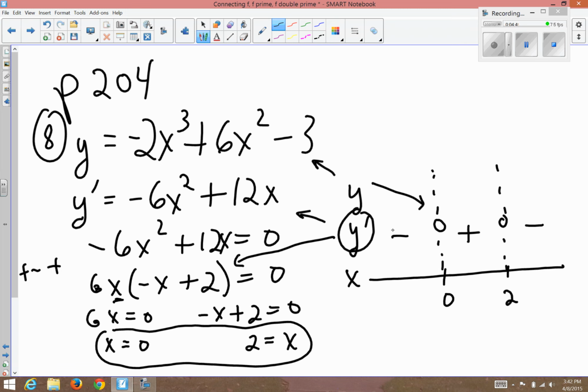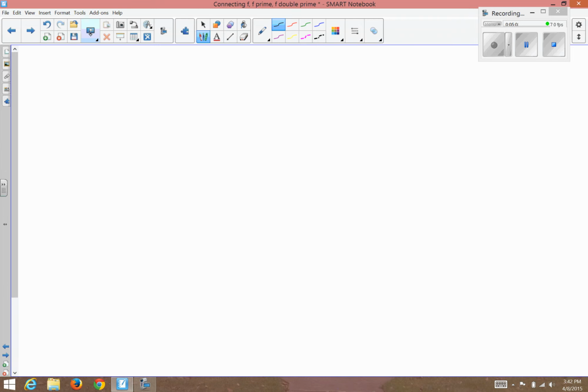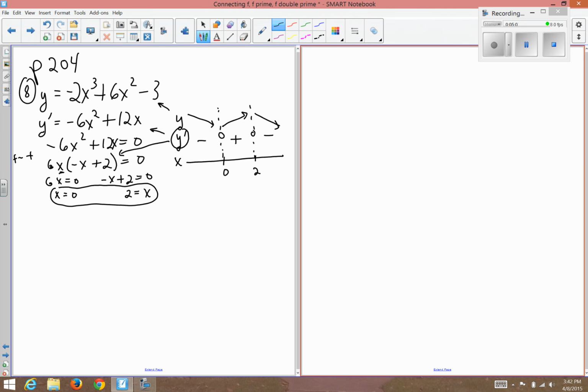When y prime is negative, y is decreasing. When y prime is positive, y is increasing. And now we're ready to answer the questions that are in the textbook. Part A says find the intervals on which the function is increasing. I just look here. I see the interval where the function is increasing is 0 to 2.